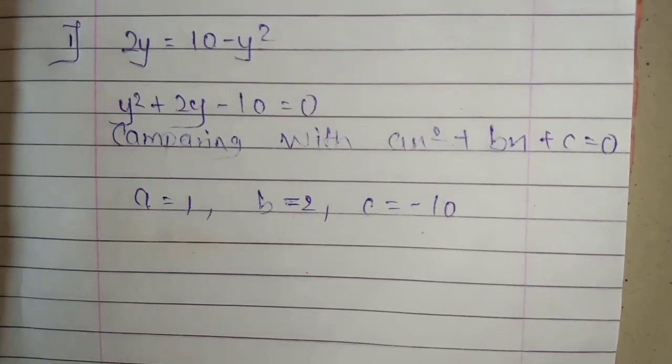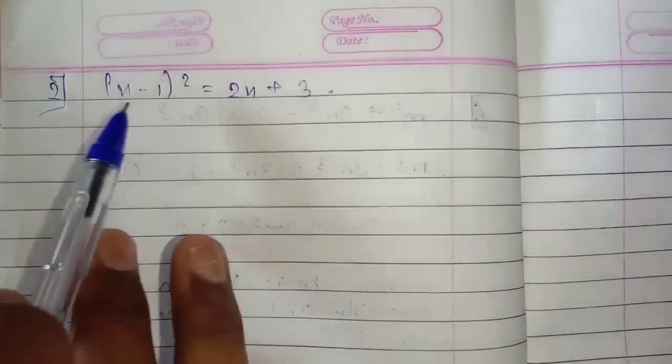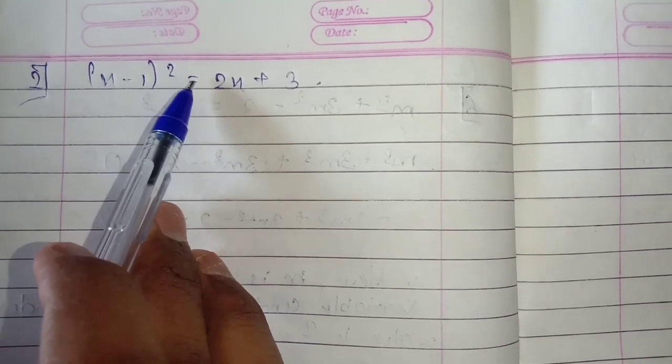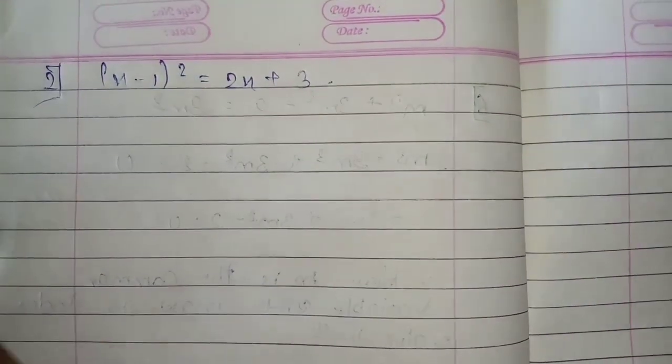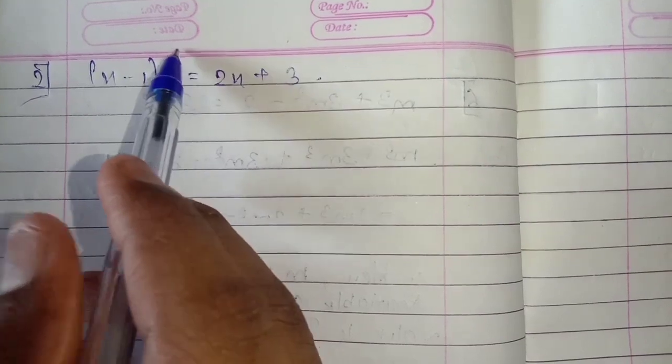Now we will solve the second question. The second question is (x minus 1) the whole square is equal to 2x plus 3. See, this is (x minus 1) the whole square, which means there are 2 times.